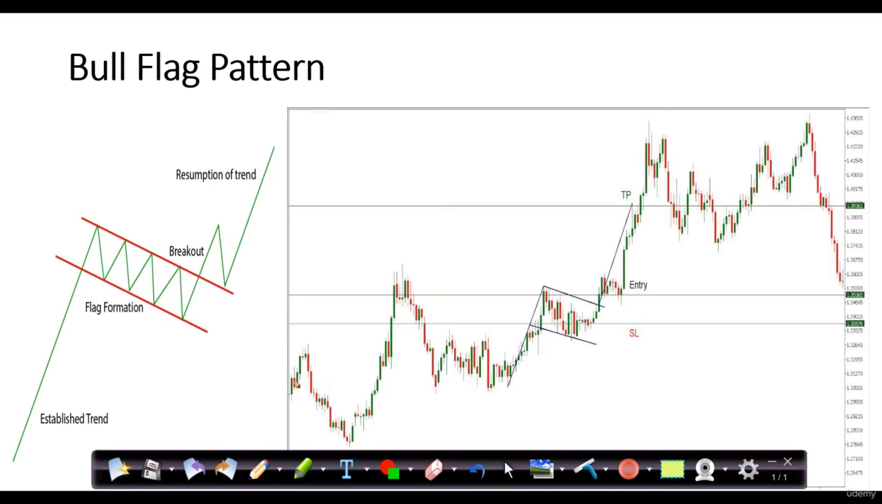Hello everyone. In this video we are going to discuss the bull flag pattern. The bull flag pattern represents bullishness in the market, or let's say buying in the market. Okay, buying in the market.